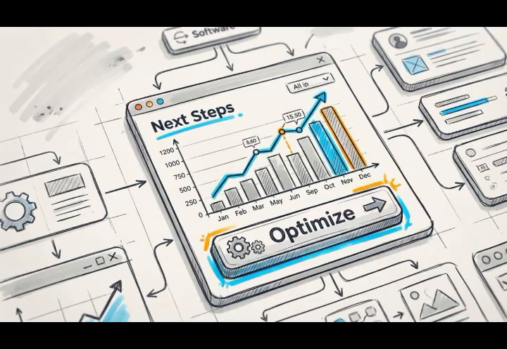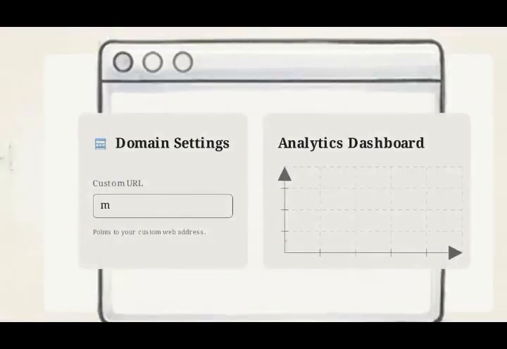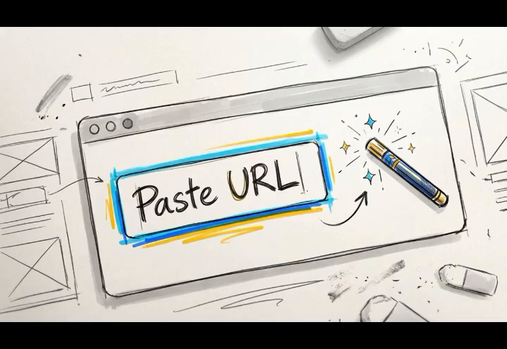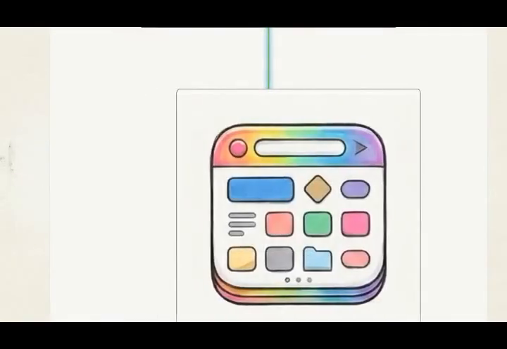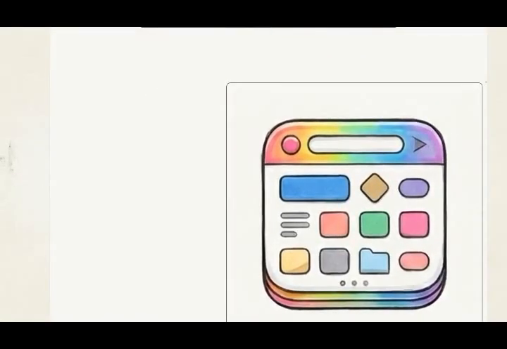Now that it's live, you can take immediate next steps to maximize its value. Head into the settings to attach your custom domain, or review the built-in analytics dashboard to track your visitors. For your next project, you can explore advanced tools like the Create from URL feature, which lets you instantly generate a completely redesigned version of an external page just by pasting a link.